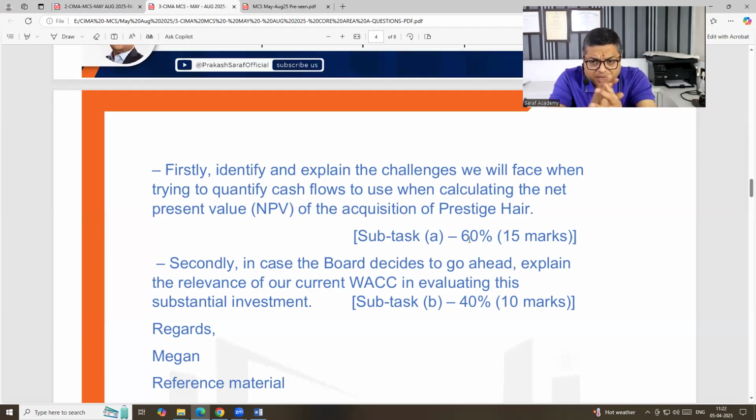Weighted average cost of capital. What is the relevance of the current WACC on this project, whether we should do it or not, when we are ready to go ahead?